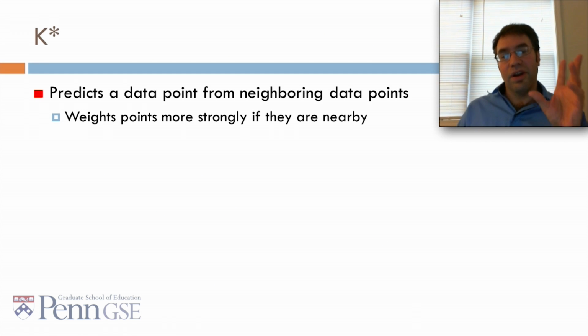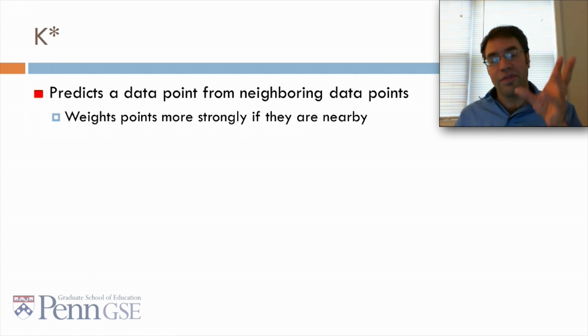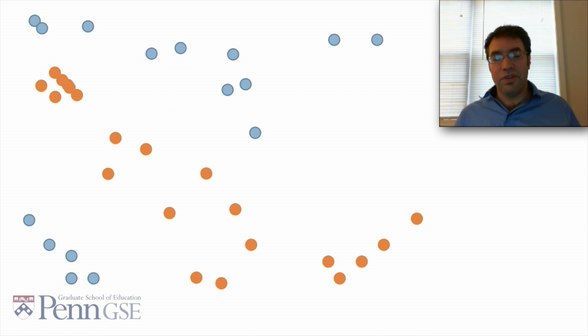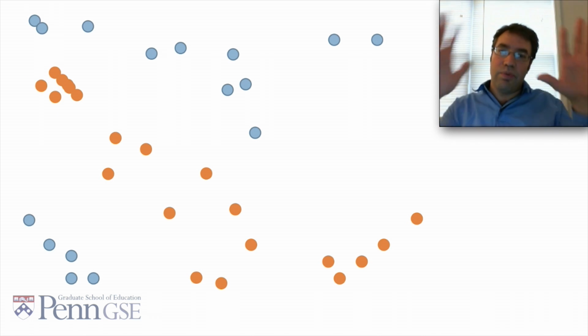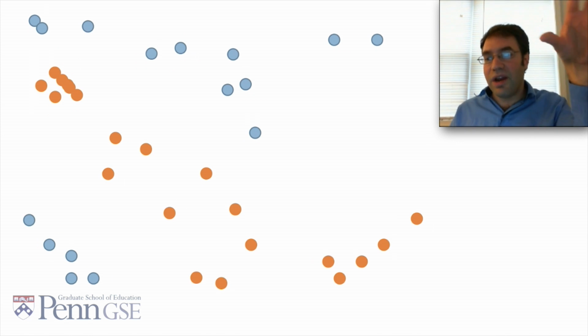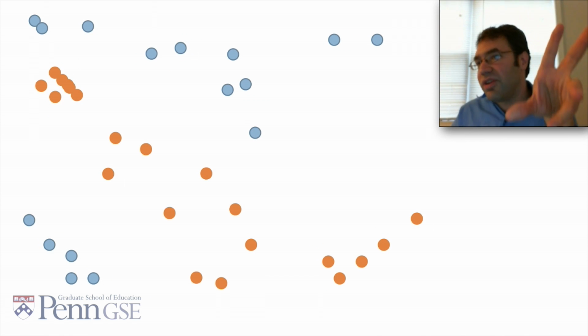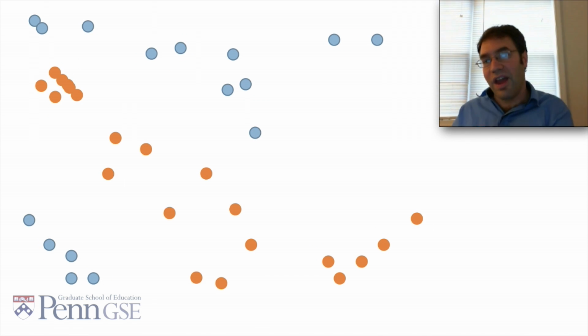Now let's talk about K-star. K-star is an instance-based classifier that predicts a data point from neighboring data points. It weights points more strongly if they're nearby. So let's take an example. Let's say that we have these data points with blue and red. You can see that blue and red kind of each have a region, but there's not an easy way to say, oh yes, it's exactly this. Now let's say we need to classify a new point, the green point.